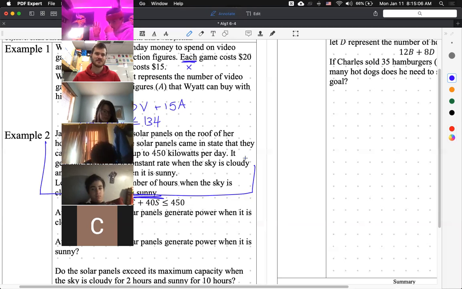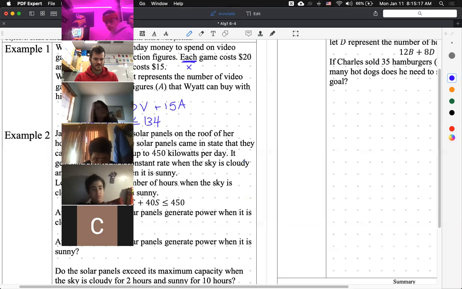Yeah, go for it. They decided to install solar panels on the roof of her house. The box that the solar panels came in states that they can generate power of up to 450 kilowatts per day. It generates power at a constant rate when the sky is cloudy and a constant rate when it is sunny. Let C represent the number of hours when the sky is cloudy and S when it is sunny.